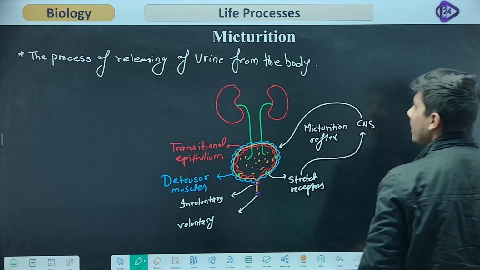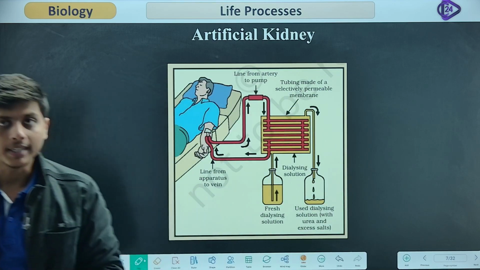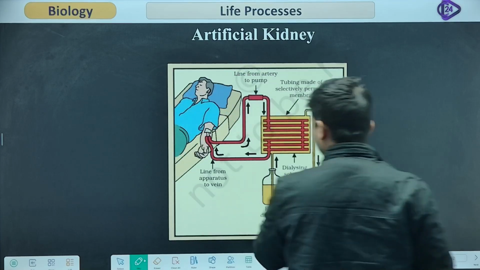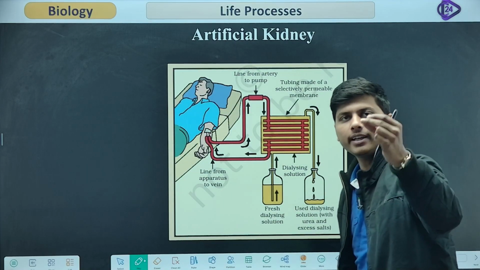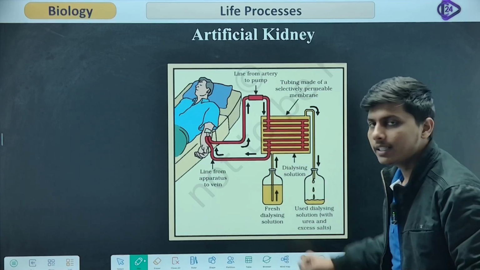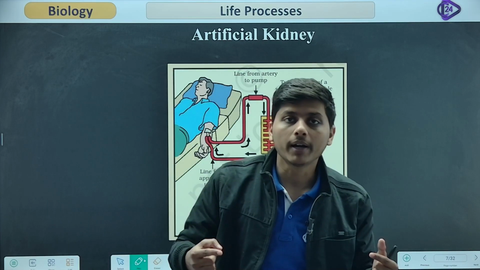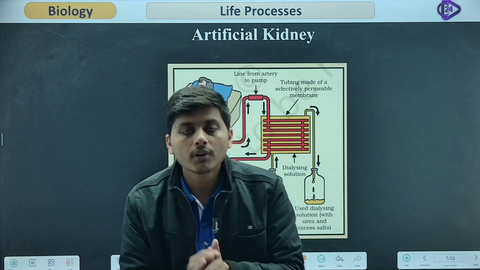Let's move on to the next topic of today, that is artificial kidney. This diagram is given in your NCERT book, by which many students get scared. What is this diagram? We will understand this in very simple language. Artificial kidney is a concept used when a human kidney is not able to purify the blood, means the kidney has failed to do its work. And what is its work?